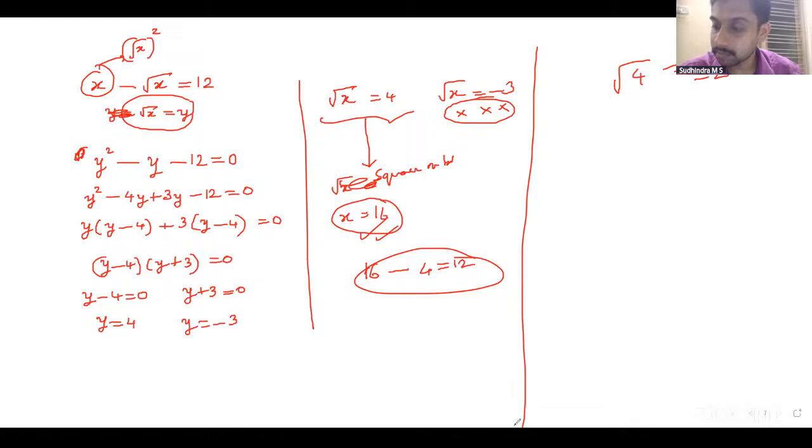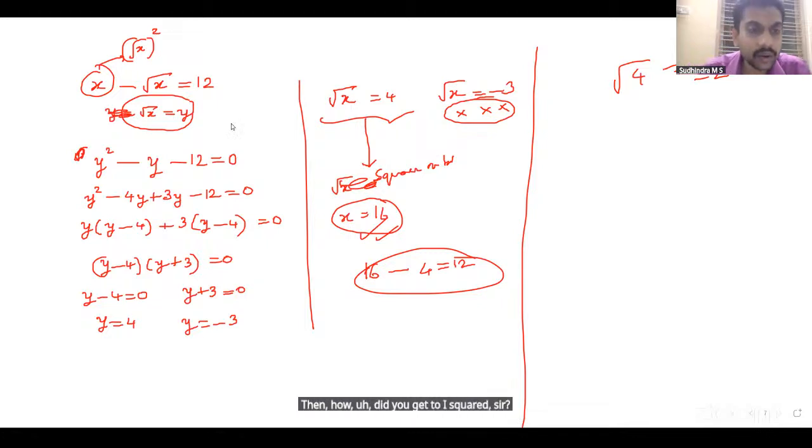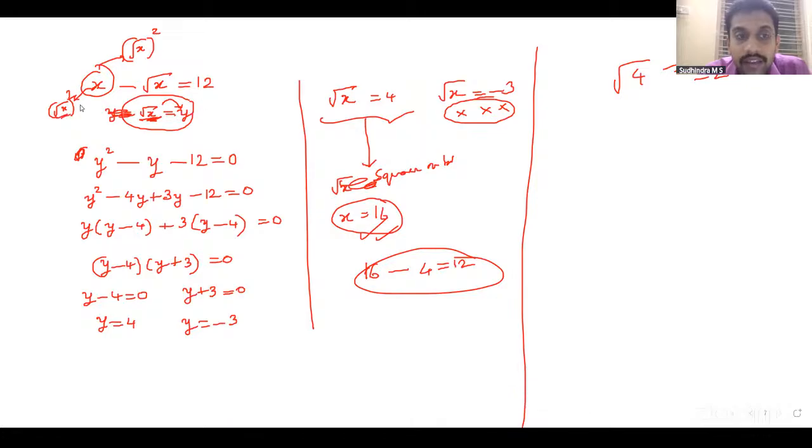Sir, how did you get y square? How did we get y square? See, if I consider root x as y, x is nothing but root x the whole square. What is root x? Y. So x can be written as y square.